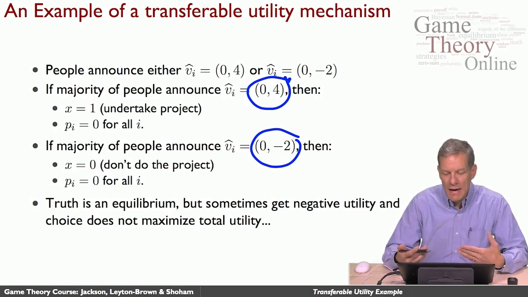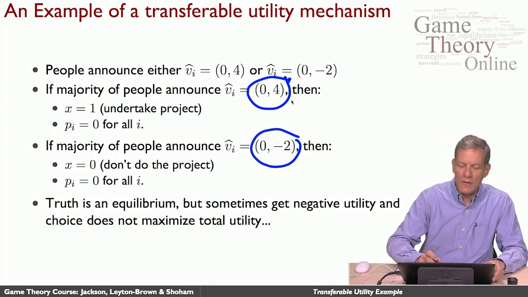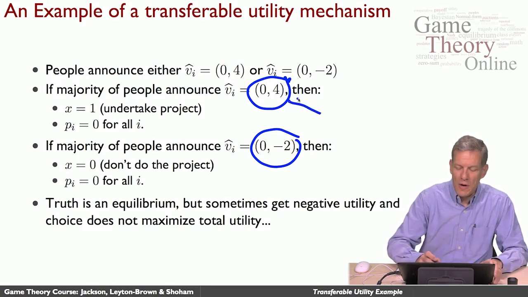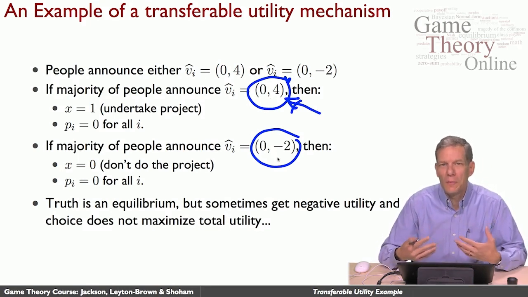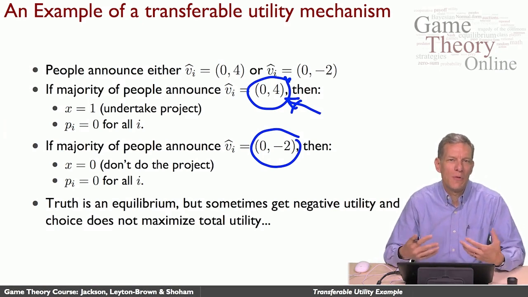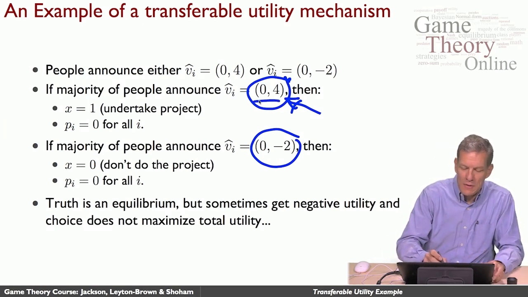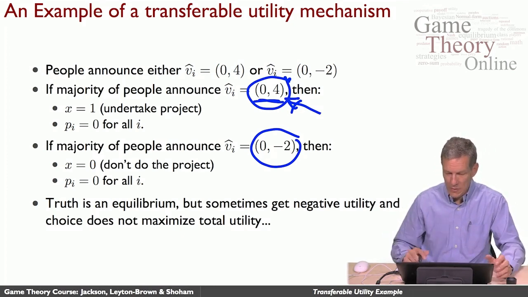Why don't we try, instead of having a majority, if a third of the population likes it, then we'll go ahead and build it. So now we're trying to take into account that these people like it twice as much as these people, so we'll weight their votes twice as much, and we only need a third of the population to announce the V hat types, the 0-4 types, in order to have the project undertaken. So we could change that mechanism, right?